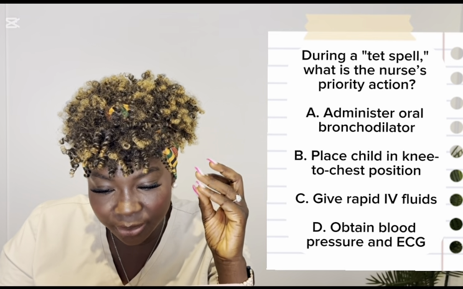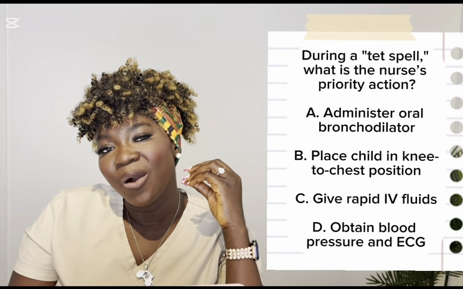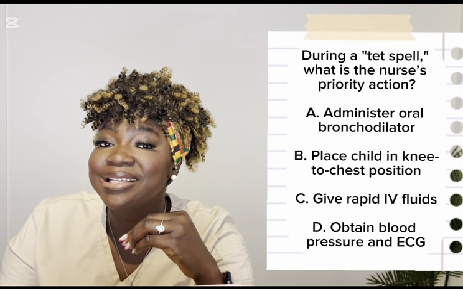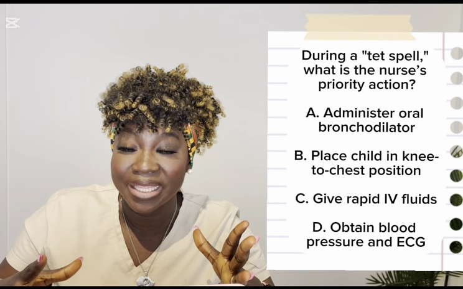Now, the last one says obtain blood pressure and ECG. These are secondary. Assessments are secondary to immediate intervention. What can you do quickly to save the baby?